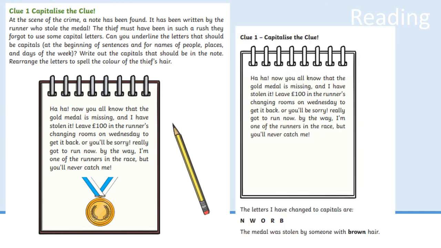Okay, have you got it? So the capital letters were an N, a W, an O, an R, and a B. And if you rearrange those letters, it was stolen by someone with brown hair. There's our first clue for today, guys. Good job.